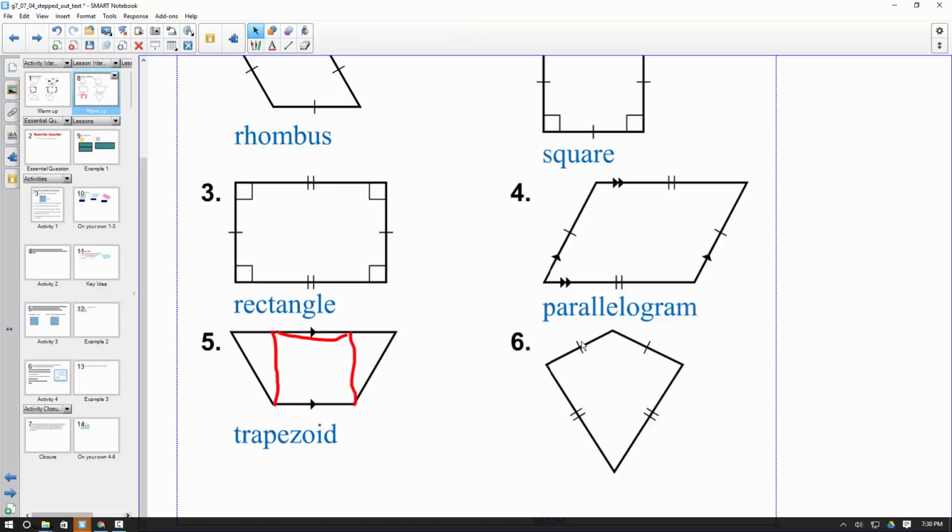And then finally this one here. So I have this measurement is congruent to this measurement here. And then these 2 are congruent to each other as well down here. So this is called a kite. And those are really the ones you have to have mastered for the test.